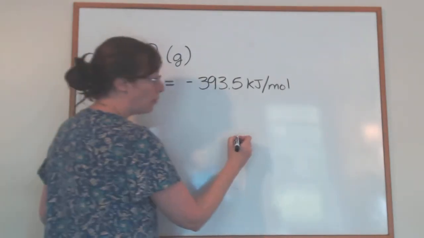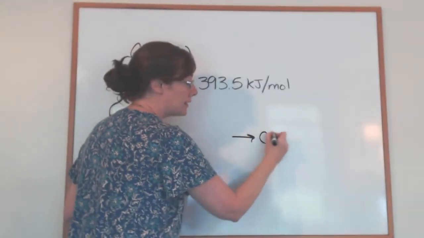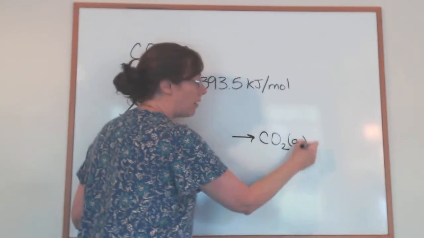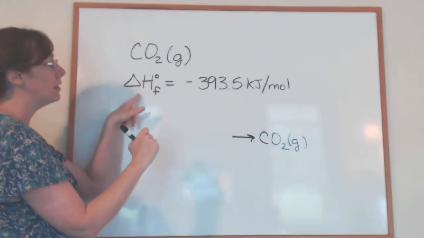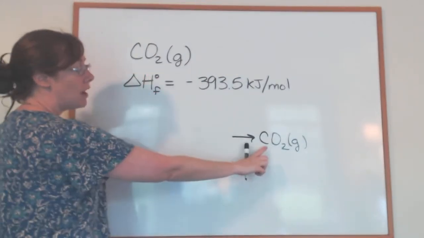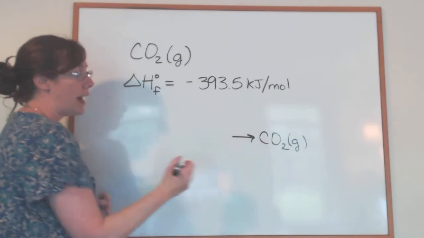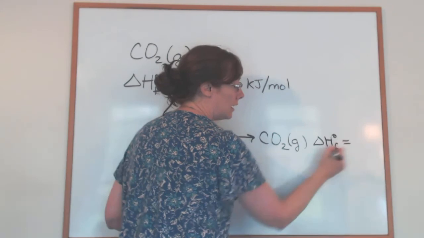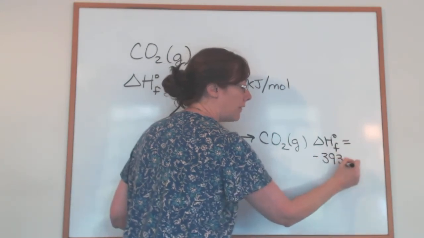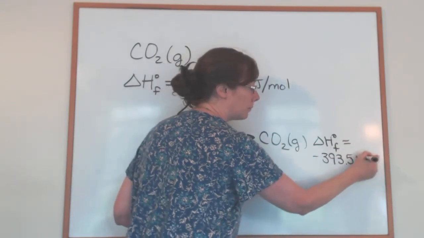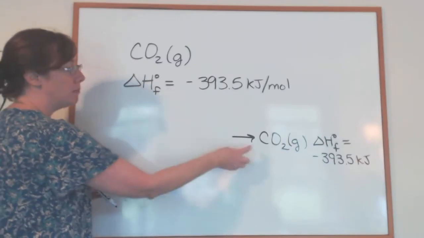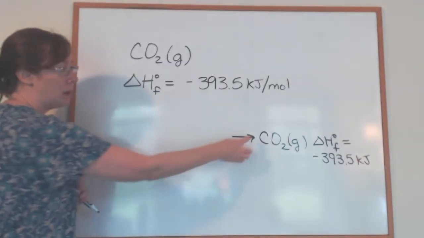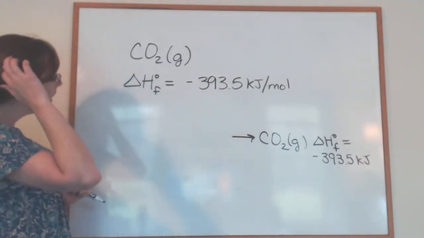So we can write a thermochemical equation that uses this enthalpy change. The product is going to be the CO2 gas. That's the whole point. We are talking about forming. That's why it's called the standard enthalpy of formation. We're talking about forming CO2 gas, and the delta H associated with this is negative 393.5 kilojoules. Okay, it's implied to be per mole because there's an assumed 1 right there.